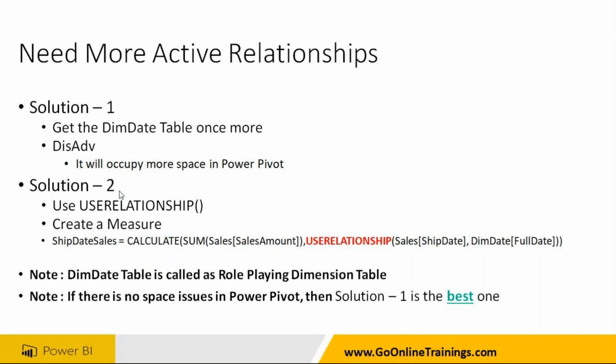Without having the second table, we are going to be using USERELATIONSHIP. So we are going to be creating a measure, ship date sales. If I wanted to calculate sum of sales, because sum of sales will be calculated based on this relationship, what relationship am I going to be using? Ship date and full date. I'm not going to be bringing this.